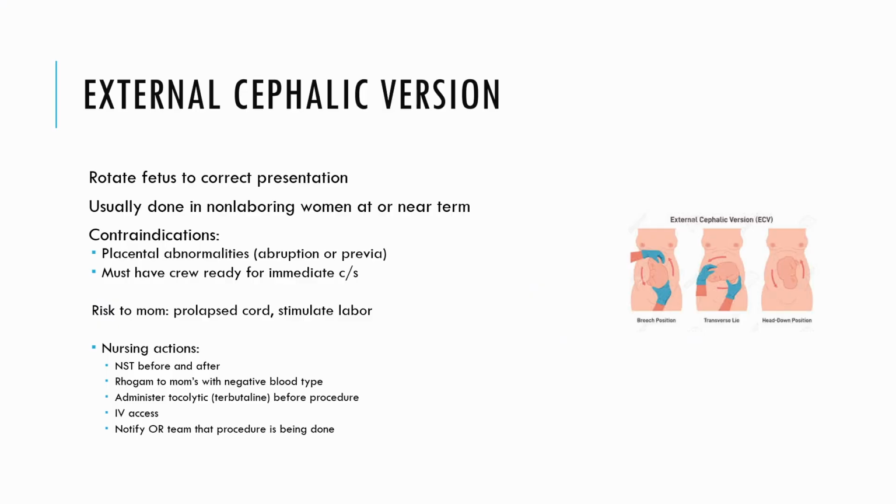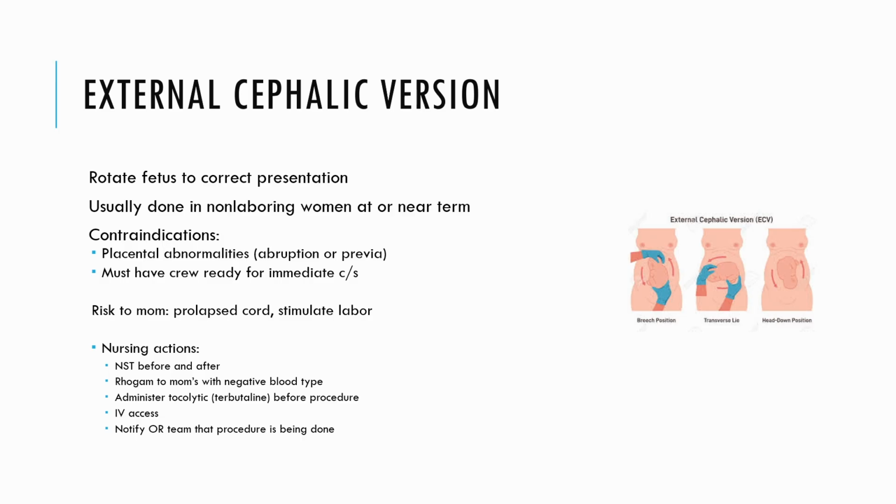Okay, some other things that we can see in labor and delivery, or this one is actually before the patient goes into labor, is called an external cephalic version, an ECV. This is done if it's noticed that the fetus is in an incorrect position. Either it's breech, it's transverse, or something like that. If they notice this, what they can try to do is rotate the fetus to the correct position to increase the likelihood of a successful vaginal delivery.